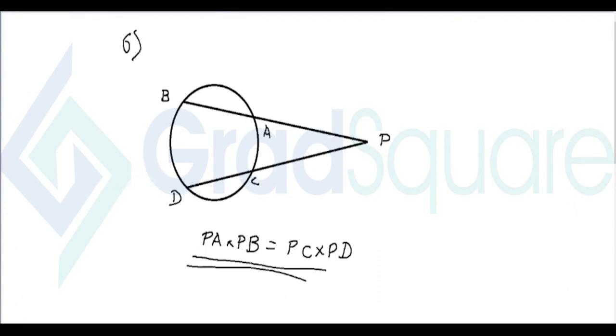And there is of course one corollary to this theorem. For that, suppose from this point P, I draw a tangent to the circle, and let me call the point of contact of this tangent Q.